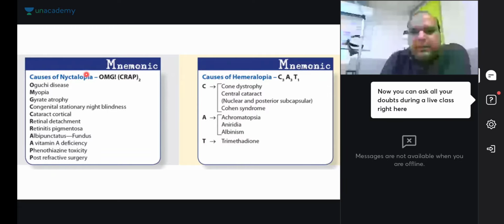So let's first see nyctalopia. The mnemonic is OMG. Oh my God, OMG, CRAP into 2. Okay. So O is for Oguchi disease, I will complete this disease with you in a little while. M is for myopia, only in very high cases of myopia. G is for gyrate atrophy.